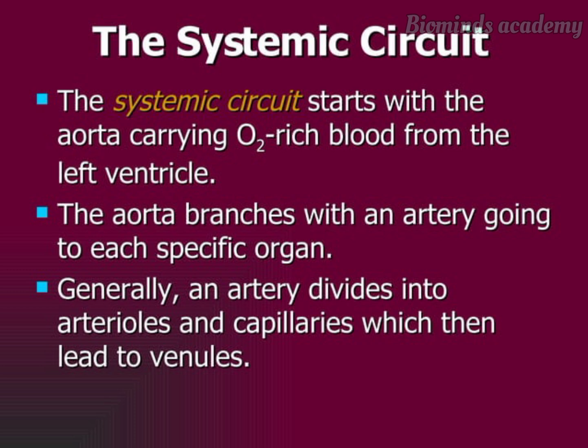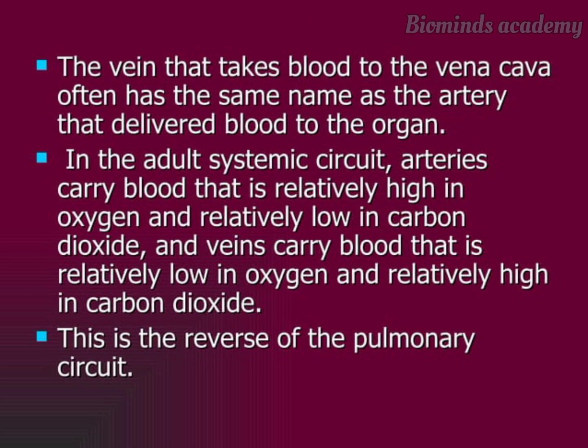This involves the left side of the heart, which receives the oxygen rich blood from the lungs and pumps it out of the body through the aorta. The blood then travels through the arteries, capillaries, and the veins, delivering oxygen to the tissues and picking up carbon dioxide and the waste products before returning to the heart's right side through the superior and the inferior vena cava. This is called a reverse of the pulmonary circuit.